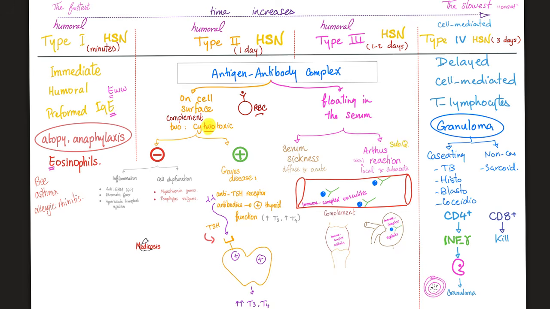This is called immune complex mediated nephritis. Or into your joints, immune complex arthritis. This is what happens in lupus. This is what happens in rheumatoid arthritis and a gazillion other diseases.